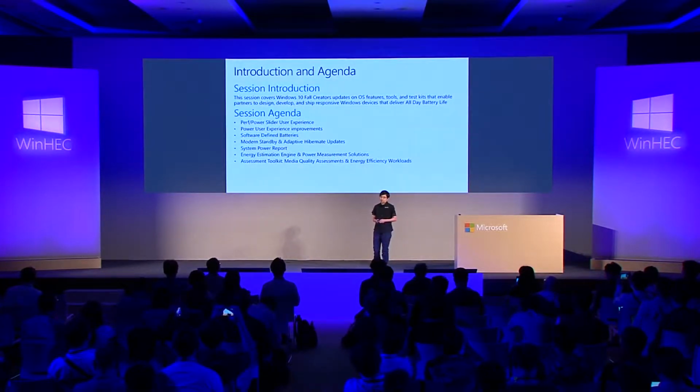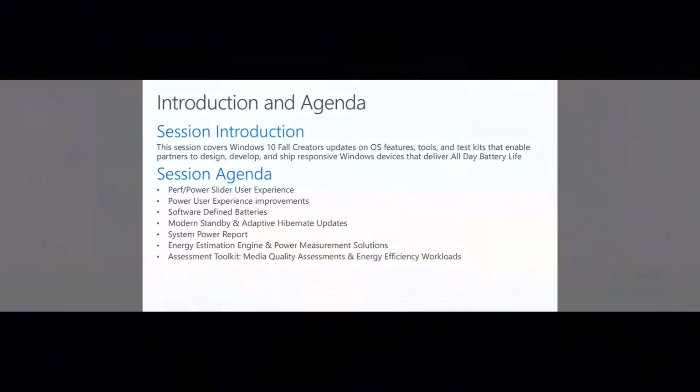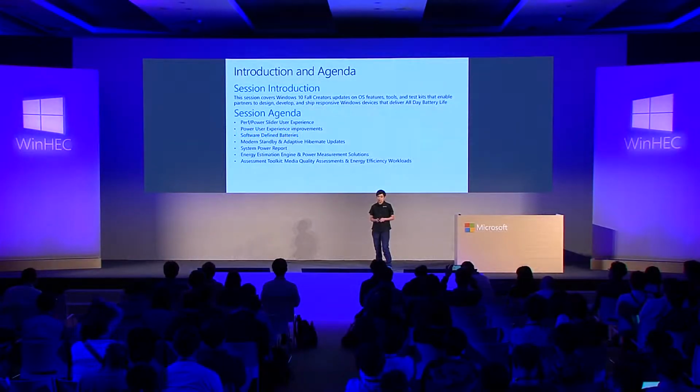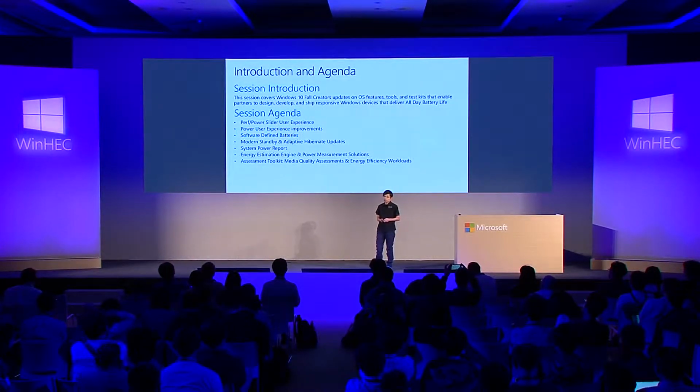So let's briefly go through the agenda. We'll start with the perf and power slider user experience, which puts the user in control of making the trade-off between power and performance. And there are several improvements we are making around charging and discharging, power plan user experiences. Next, we're going to talk about how software-defined batteries extend battery life on devices that ship with 2 or more batteries. There are also several updates to share on the plan of record for disconnected standby and adaptive hibernate user experiences, as well as the latest list of modern standby scenarios that are supported in the Fall Creators Update.